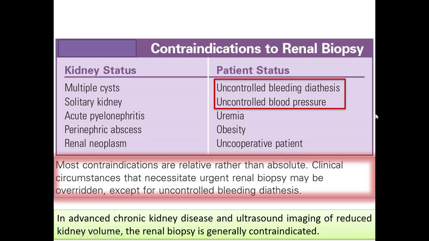But the absolute ones: I cannot do a biopsy with an uncontrolled bleeding disorder or uncontrolled blood pressure, because this will increase the risk of complications from the biopsy. Bleeding from the biopsy may lead to nephrectomy, or even internal bleeding and death. So I don't do a biopsy, whatever the cause, in a patient with an uncontrolled bleeding disorder or uncontrolled blood pressure.